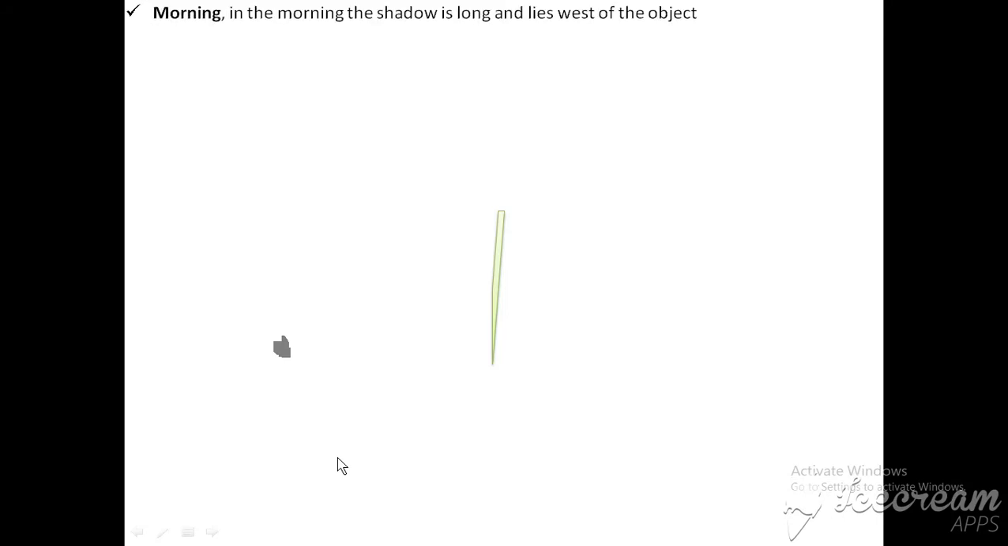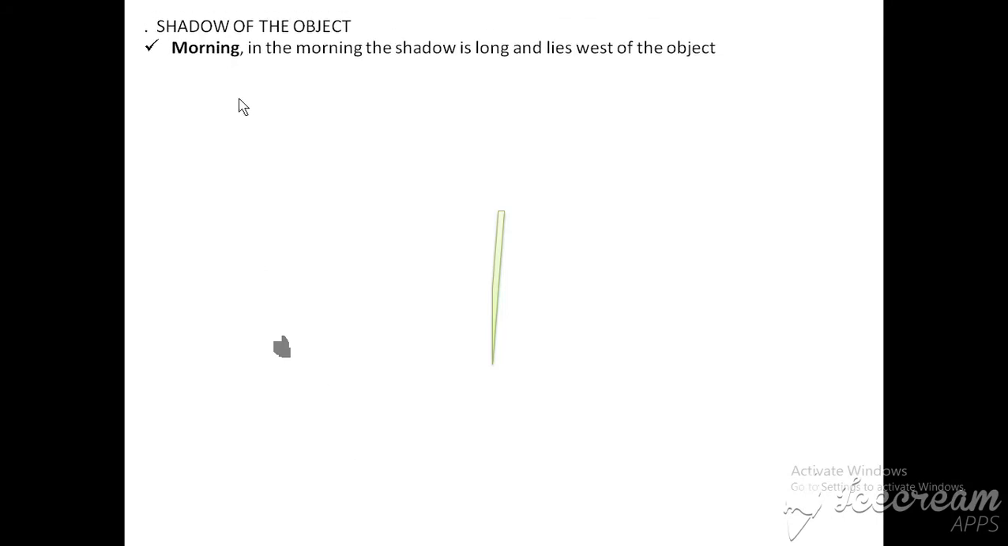We look at the shadow of the object in the photograph. We look at the shadows. For example, if it is in the morning, the shadow is long and lies west of the object. So the shadow will be in the west of the object, and it will be long because the sun will be in the east.